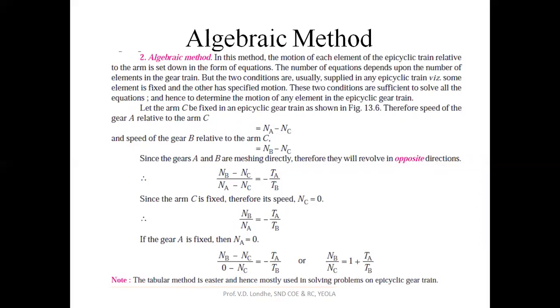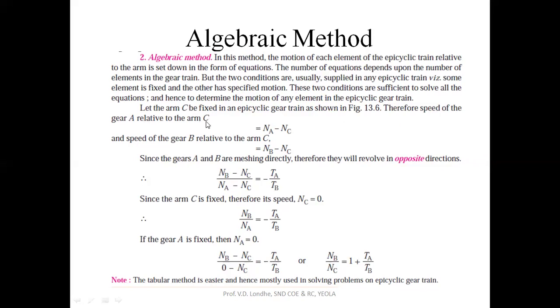Now in this case, two conditions are usually supplied in the epicyclic gear train. That is, some of the elements are fixed and some of them are having motion. Means in the previous slide we have seen that the arm was fixed, then gear A was given motion. But for other problems, it may be another condition. So if you consider the first diagram, let the arm C be fixed for this algebraic method.